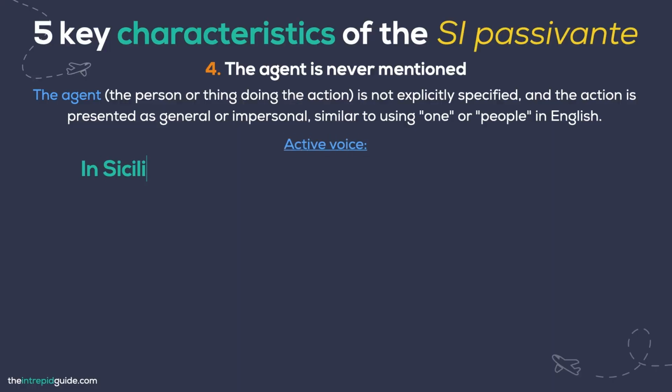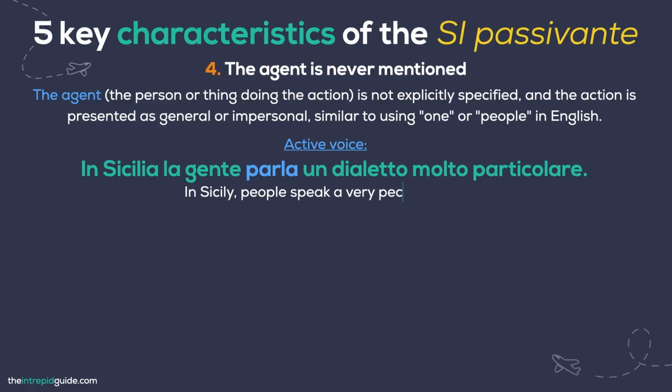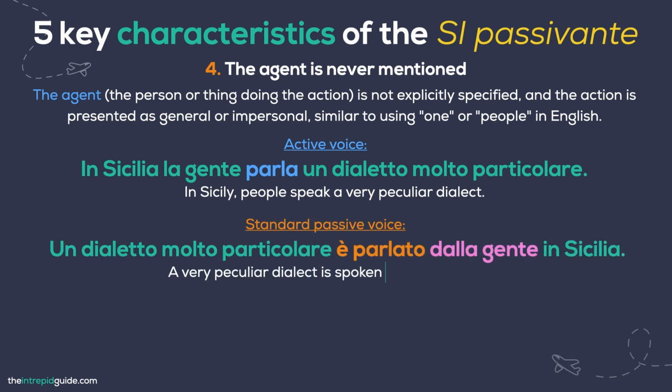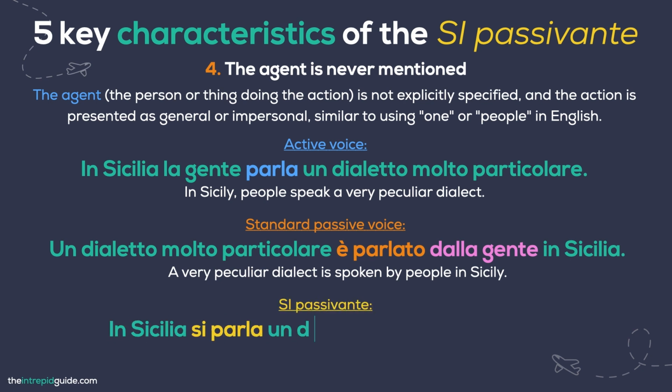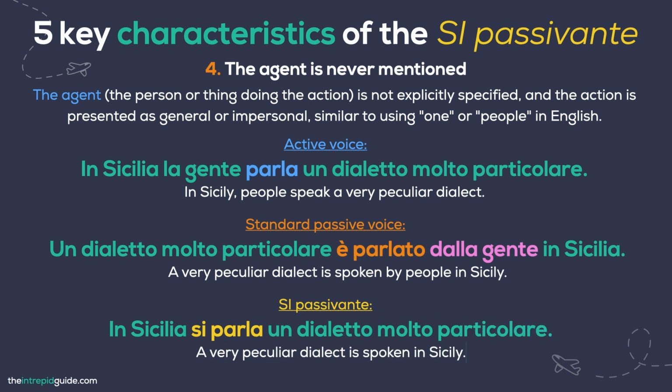Active voice. In Sicilia la gente parla un dialetto molto particolare. In Sicily, people speak a very peculiar dialect. Standard passive voice. Un dialetto molto particolare è parlato dalla gente in Sicilia. A very peculiar dialect is spoken by people in Sicily. Si passivante, or the passive si. In Sicilia si parla un dialetto molto particolare. A very peculiar dialect is spoken in Sicily.